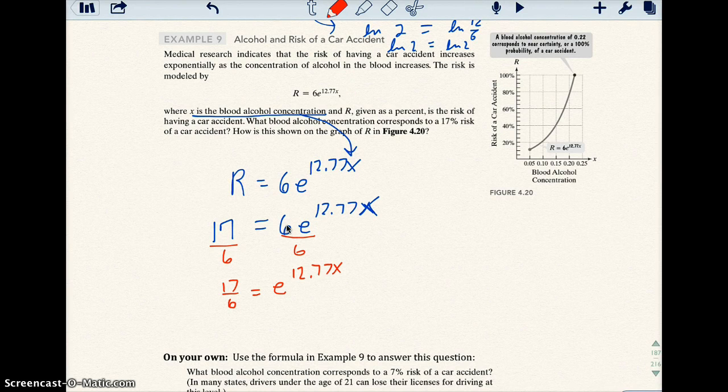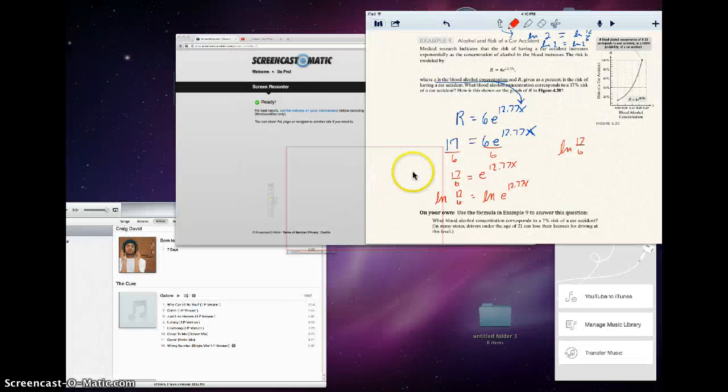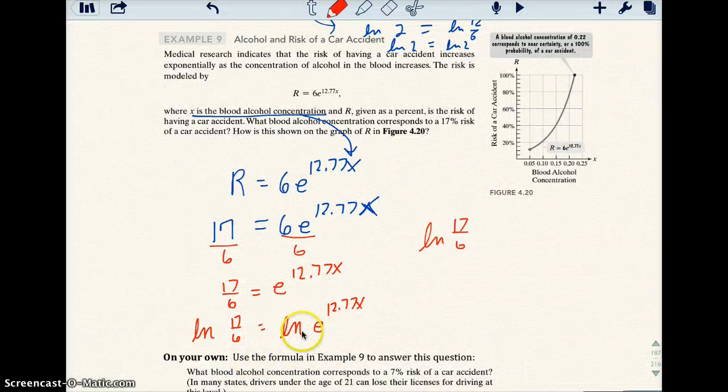Now I'm going to take the natural log of both sides. Go back to how to solve an exponential equation. Like the natural log of 17 over 6, and these negate each other out because the base is e. The e is down here, and it has the base e here, so we end up with just 12.77x. Okay. I'm going to divide both sides by 12.77.